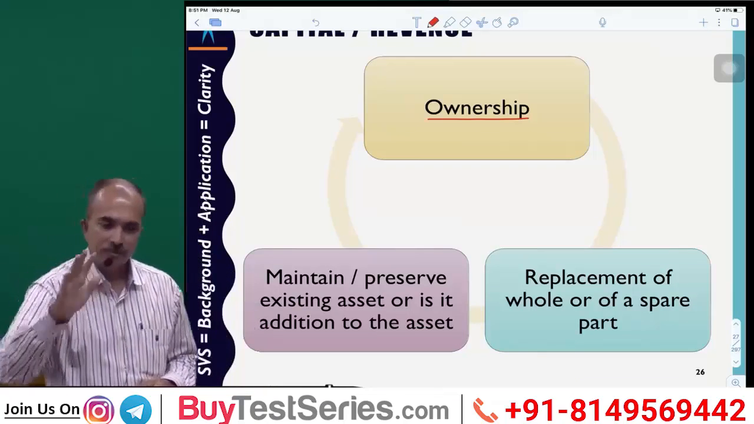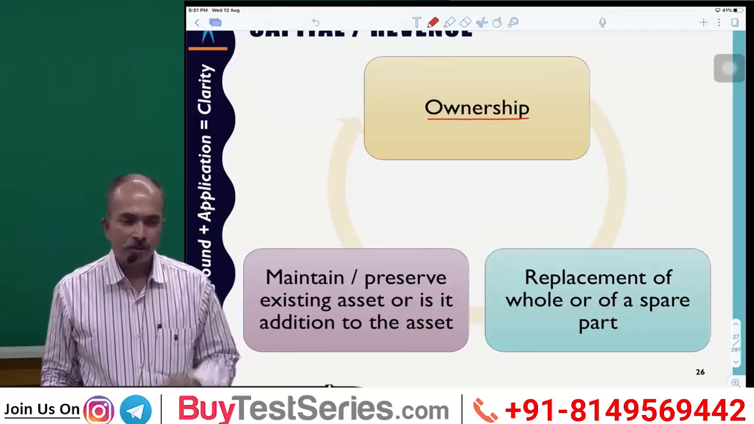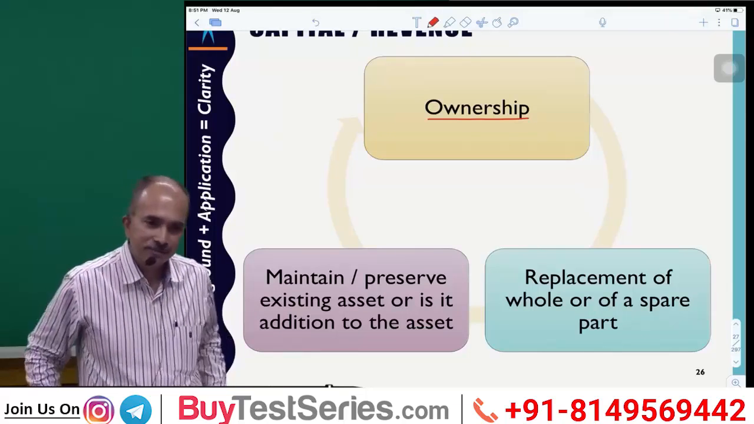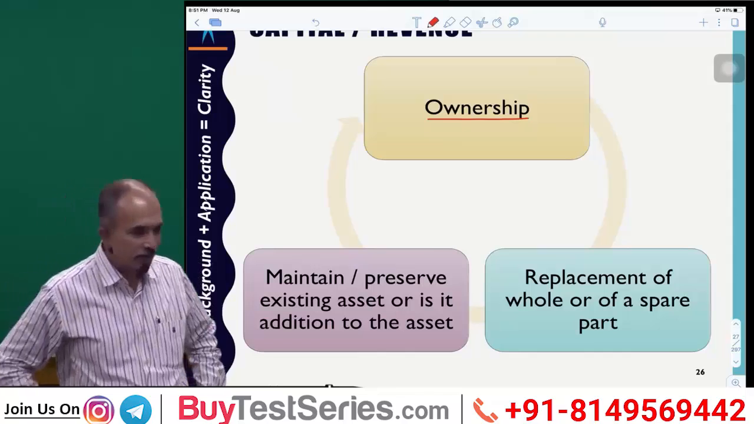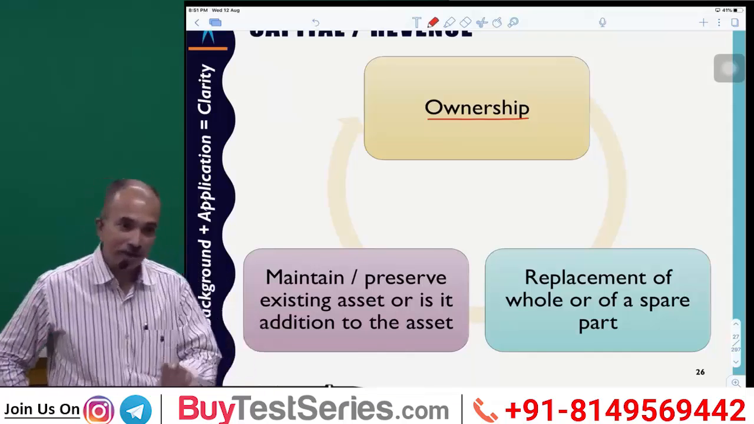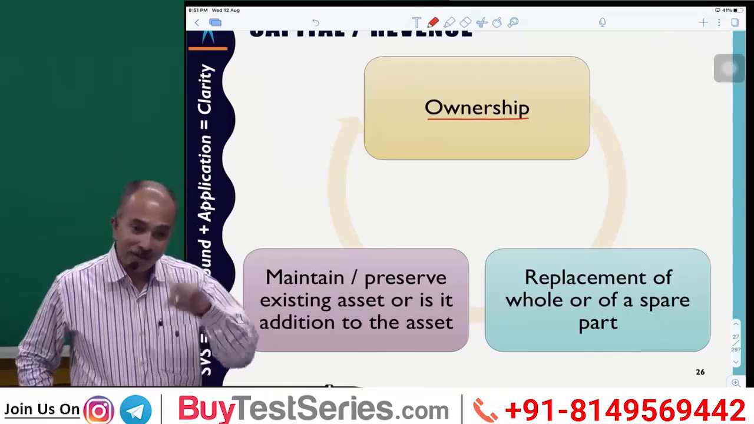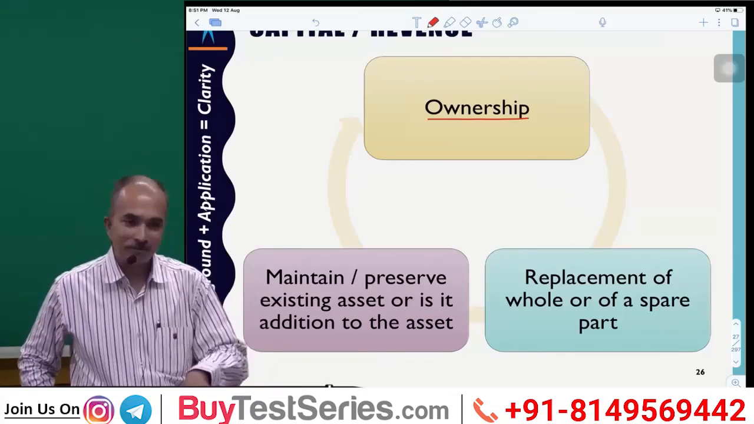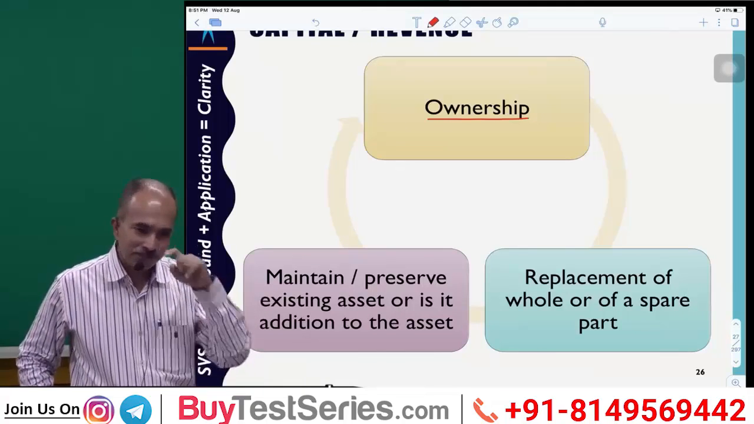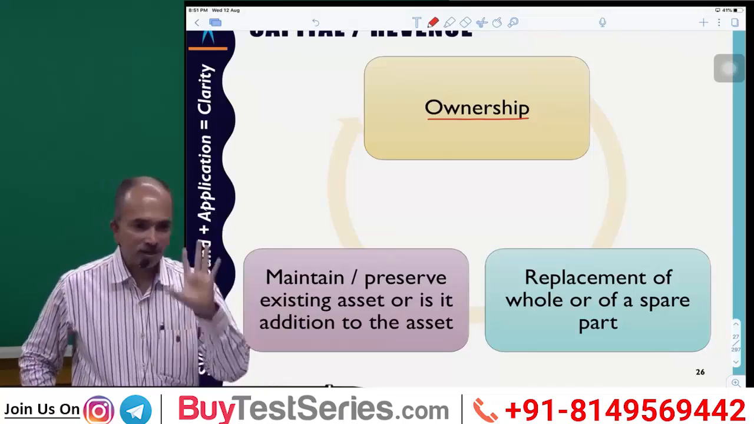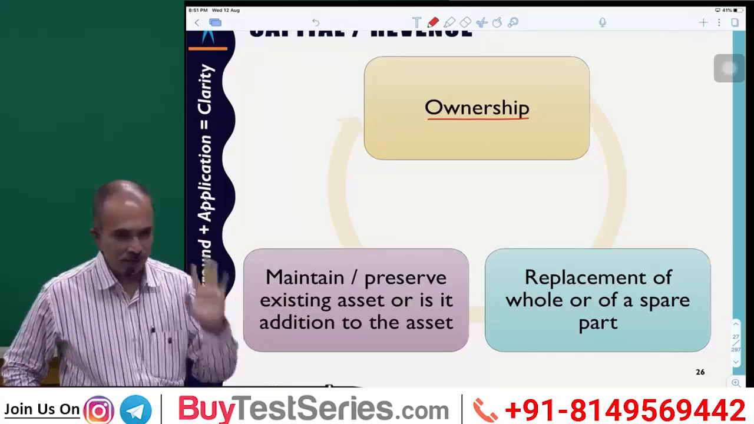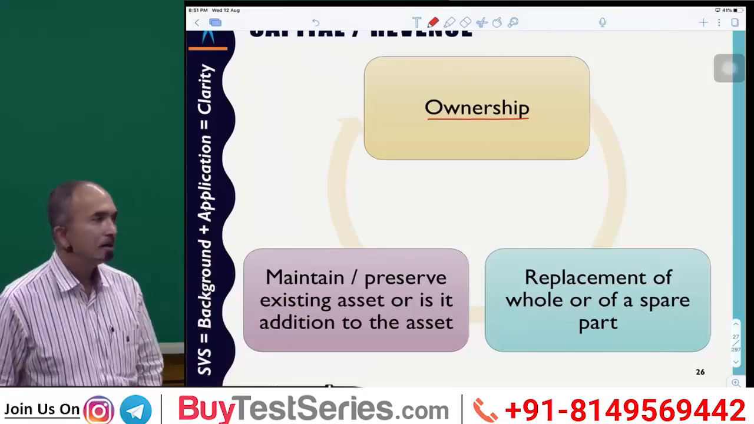You have a bike. You replace the tire of the bike. Capital or revenue? Revenue. The entire tire was replaced, not a part. But the tire is a part of the entire bike, and therefore replacement of the tire is very clear, a replacement of a spare part and not the full machine. It is revenue expenditure. Perfect.